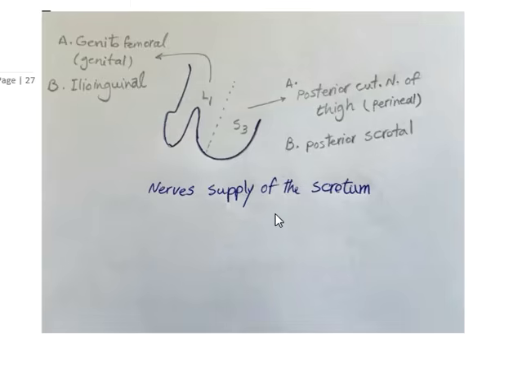As shown here, the posterior two-thirds of the scrotum is supplied by segment S3 of the spinal cord through two nerves: the perineal branch of the posterior cutaneous nerve of the thigh, and the posterior scrotal nerve. These two nerves supply the posterior two-thirds of the scrotum. Please pay attention, the dartos muscle is involuntary and is supplied by sympathetic fibers passing through the genital branch of the genitofemoral nerve.